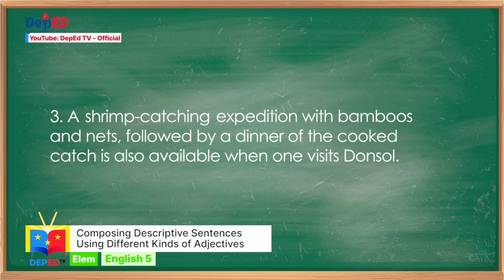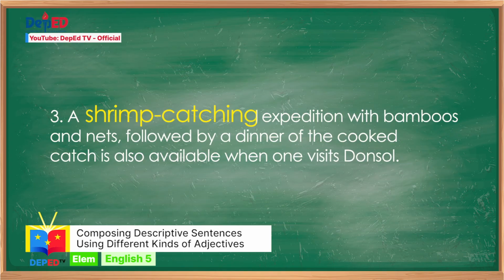Number 3, a shrimp-catching expedition with bamboos and nets, followed by a dinner of the cooked catch, is also available when one visits Donsol. What type of adjective is shrimp-catching? Yes, shrimp-catching is a compound adjective. We have two words, shrimp and catching, joined by a hyphen.